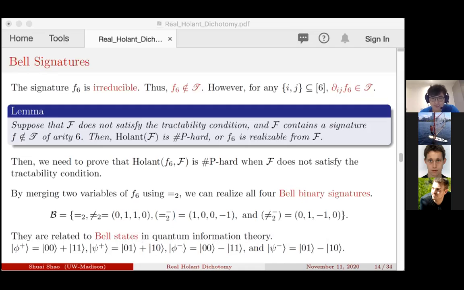As we can see, these are the four Bell states in quantum information theory, and they correspond to the Bell binary signatures perfectly. So here we just list, you can think of it as listing the truth table of these four signatures. For this binary equality, it takes value 1 if the input is 0,0 and 1,1, and so on and so forth.